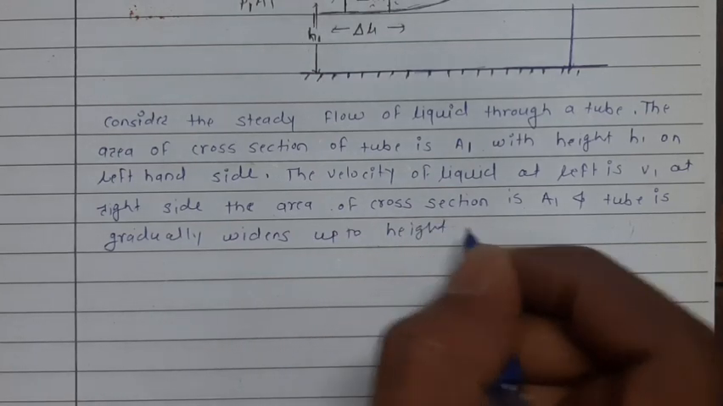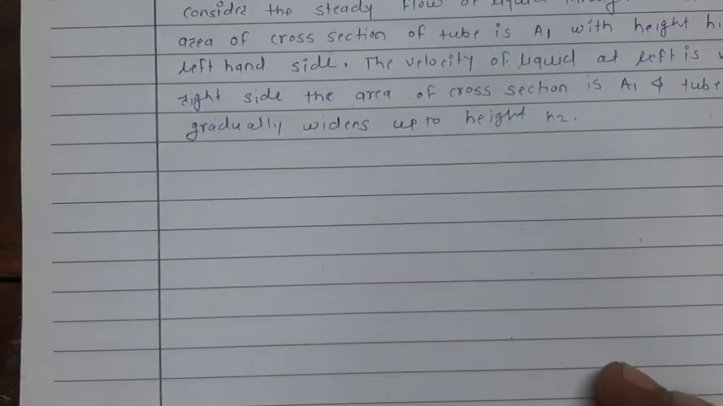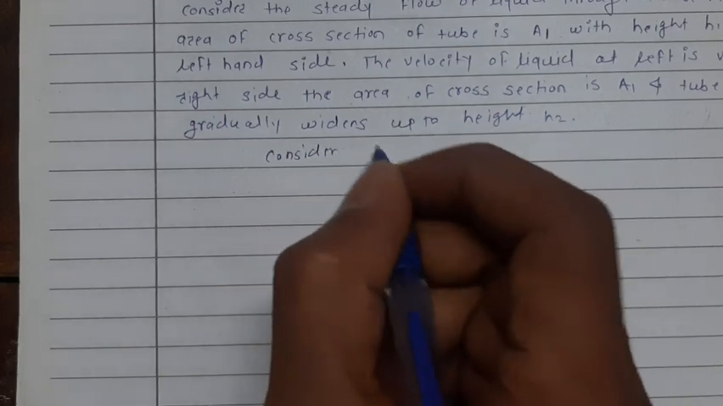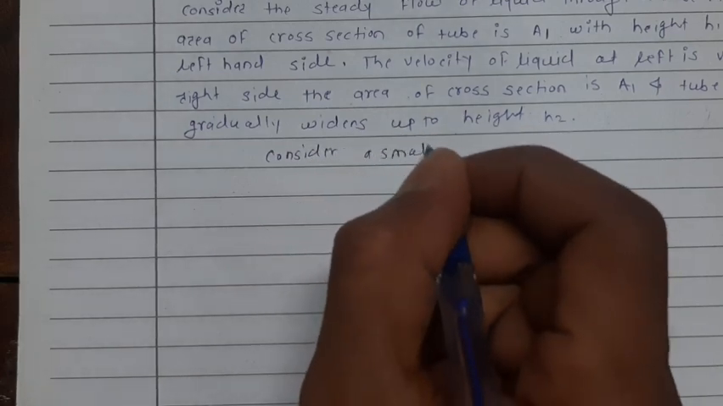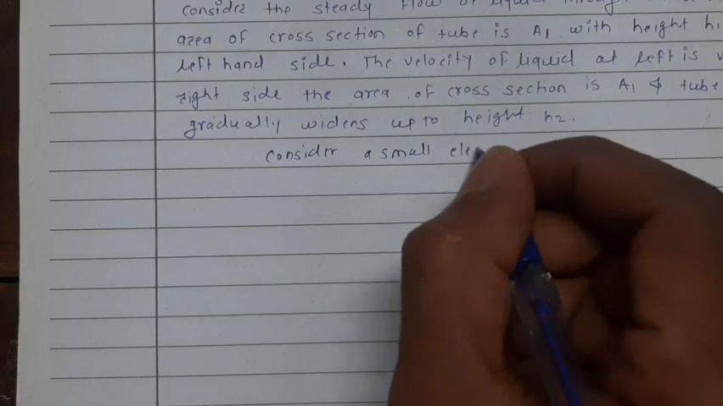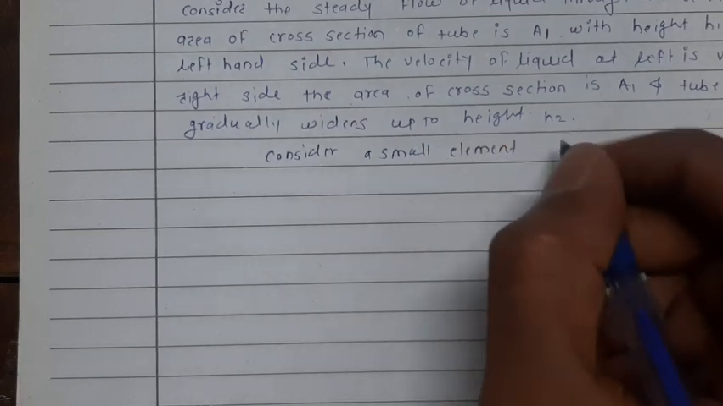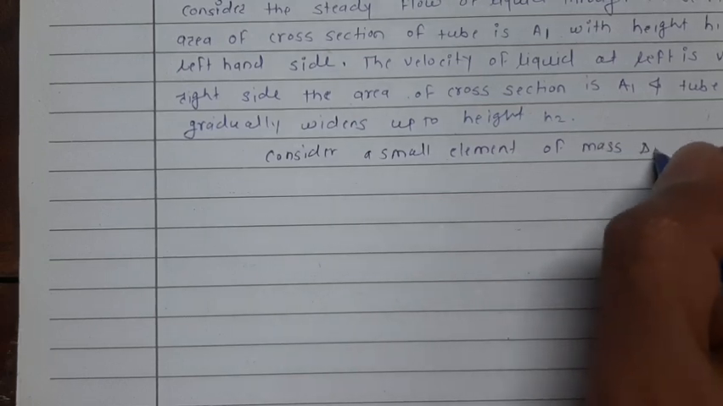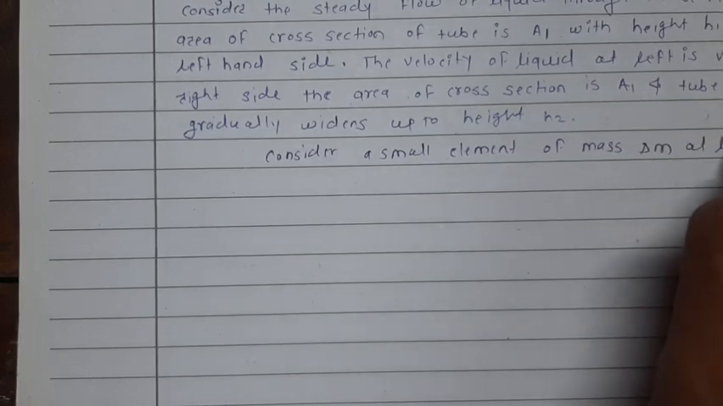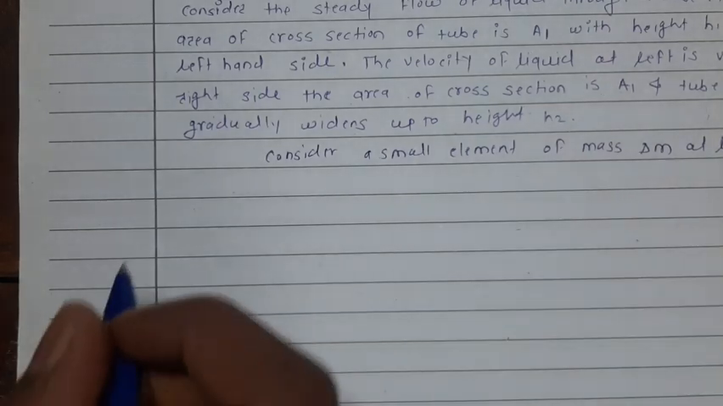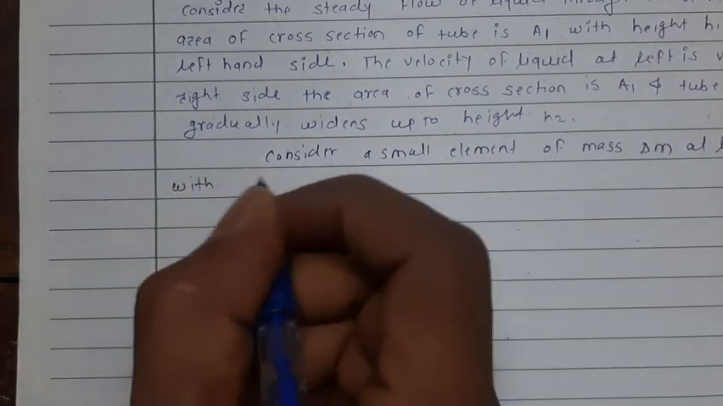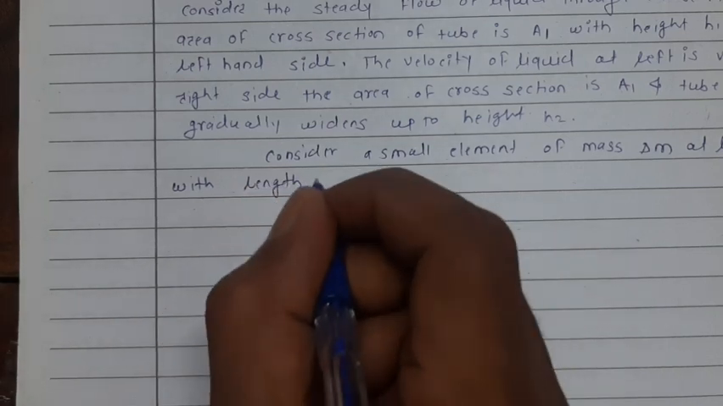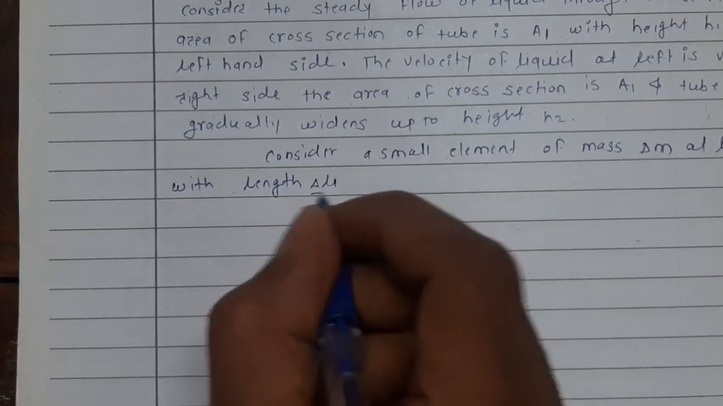Consider a small element of mass delta m at left with length delta L1. So the length of the element is delta L1 and the mass of the element is delta m.